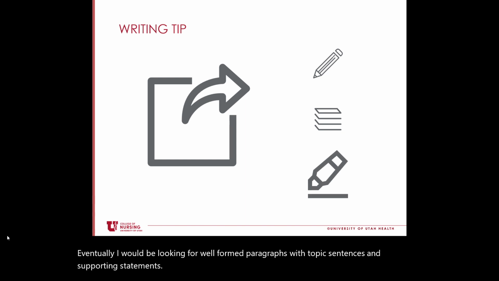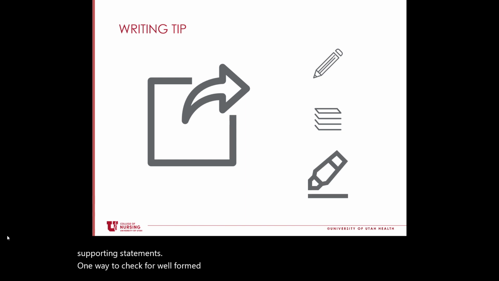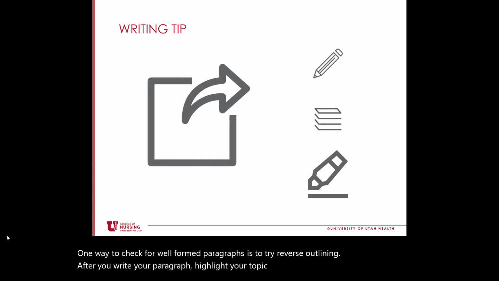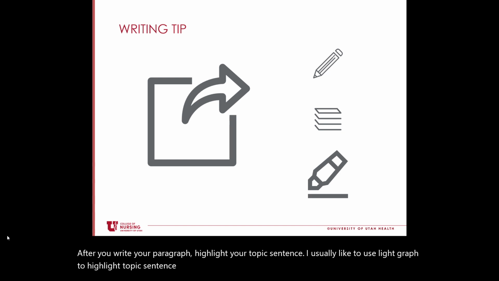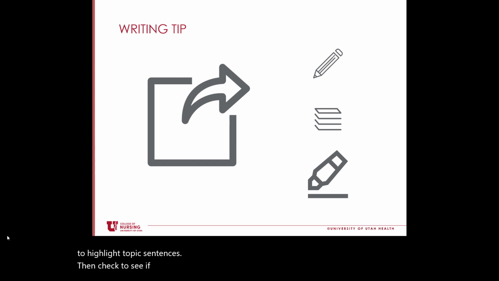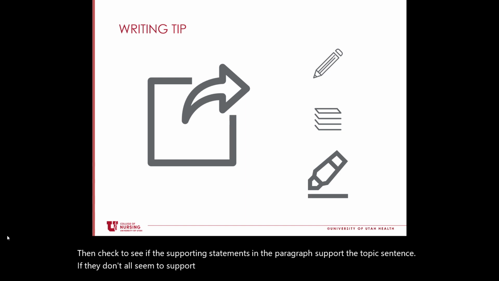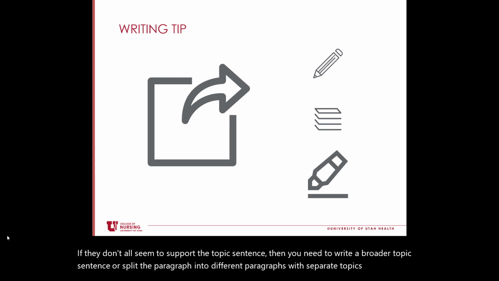One way to check for well-formed paragraphs is to try reverse outlining. After you write your paragraph, highlight your topic sentence. I usually like to use light gray to highlight topic sentences. Then check to see if the supporting statements in the paragraph support the topic sentence. If they don't all seem to support the topic sentence, then you do need to write a broader topic sentence or split the paragraph into different paragraphs with separate topics.